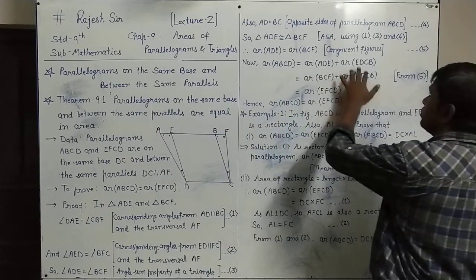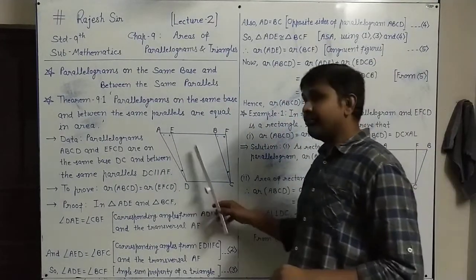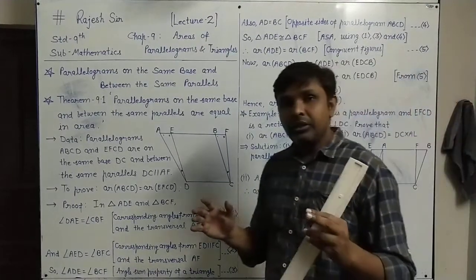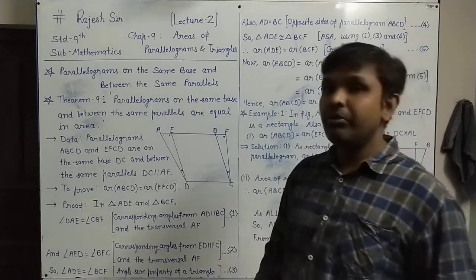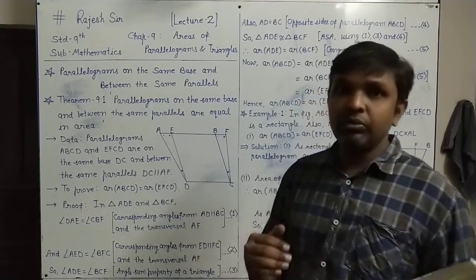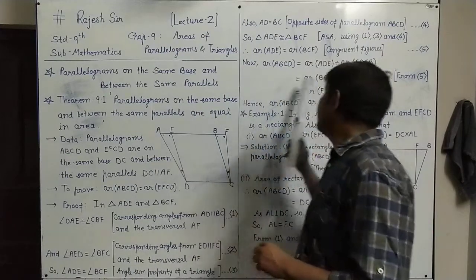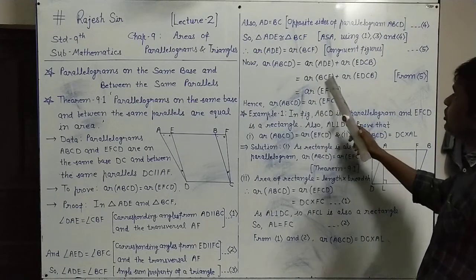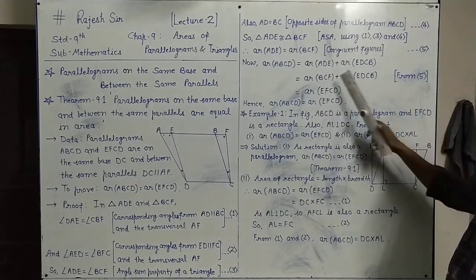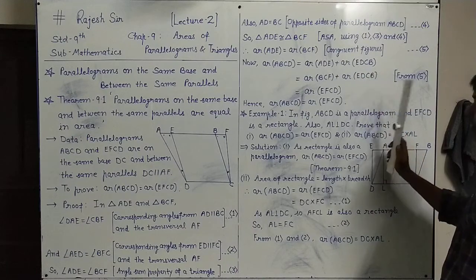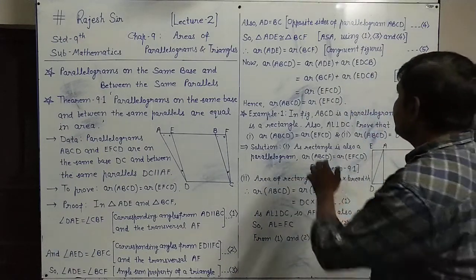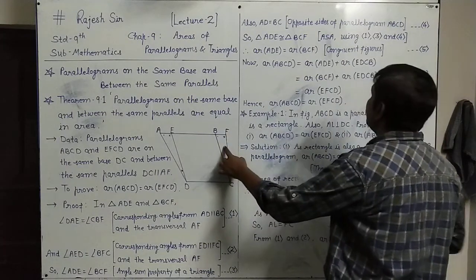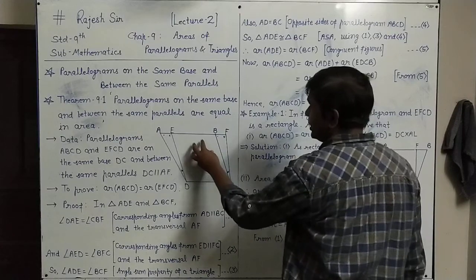So the sum of these two, because they are non-overlapping figures, as we have also seen in the last lecture: the area of the whole figure, if it is composed of two non-overlapping figures, will be equal to the sum of the two. So this way we have written. Now area of ABE can be written as area of BCF, from result number 5, plus area of EDCB. In the figure, area of BCF means this triangle, plus area of EDCB, this quadrilateral.